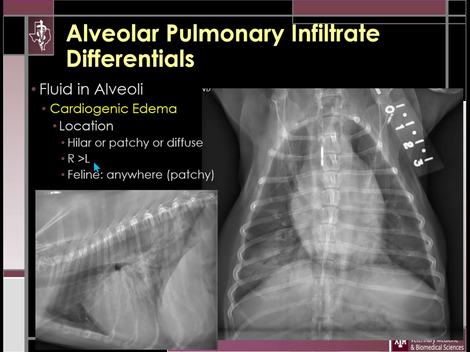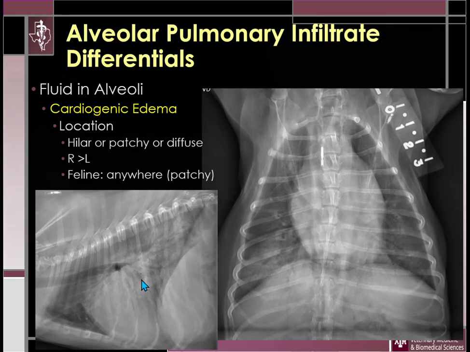Cardiogenic edema tends to occur from left heart failure, and it's going to have a hilar or a patchy diffuse opacity. So it tends to occur surrounding the hilus of the heart, kind of in this region. This is where the opacity will be most dense. It can extend peripherally. It can be patchy or diffuse. The right lung tends to be a little bit more severely affected than the left. In cats, it can occur anywhere, but if you have cardiogenic edema, you should also have an enlarged heart, specifically the left heart. And here's an enlargement of the left atrium.